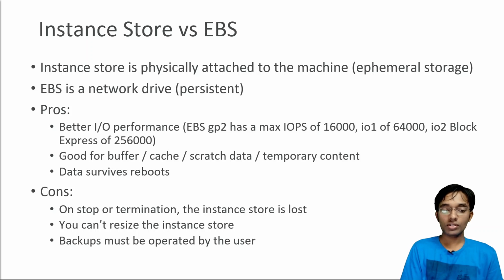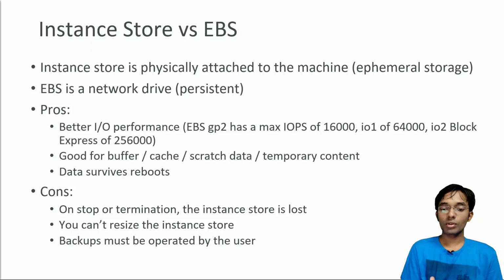EBS GP2, for example, will have max IOPS of around 16,000. IO1 will give you around 64,000, and IO2 Block Express is going to give you up to 256,000. But we saw that the instance store can have IOPS in the millions. So it's going to be very good if you want a buffer, a cache, scratch data, or temporary content. Remember, it is ephemeral storage.